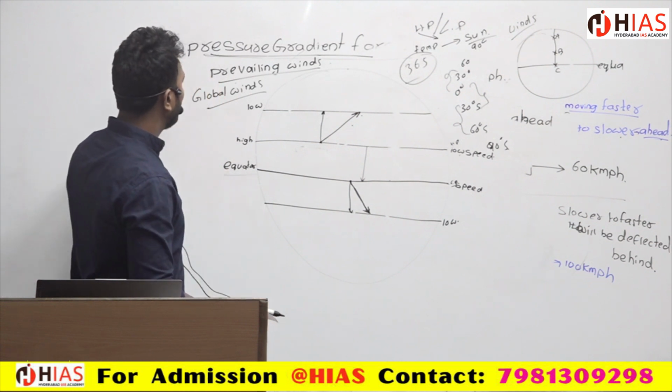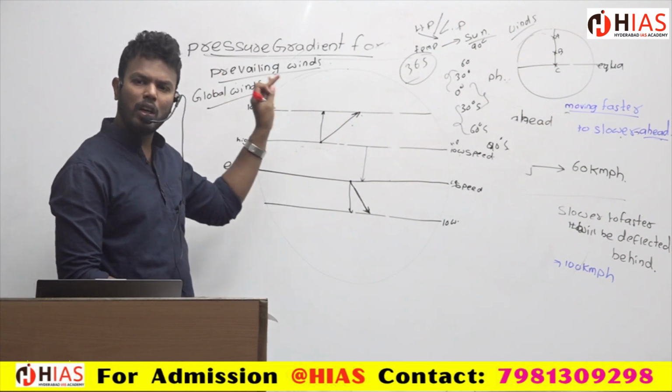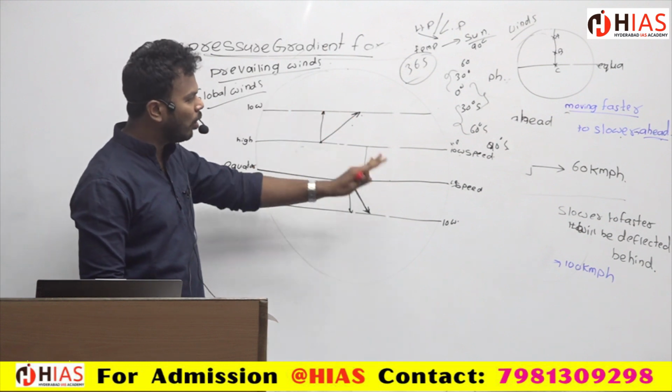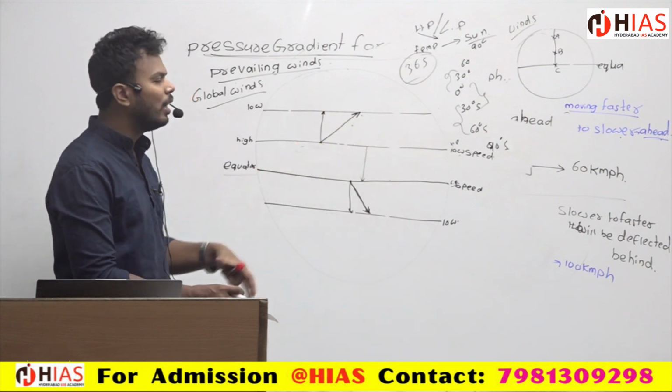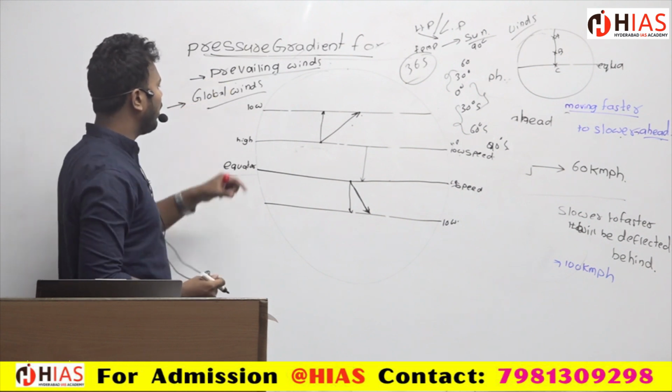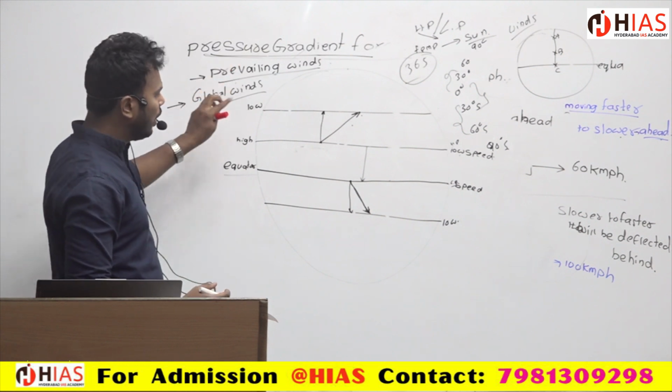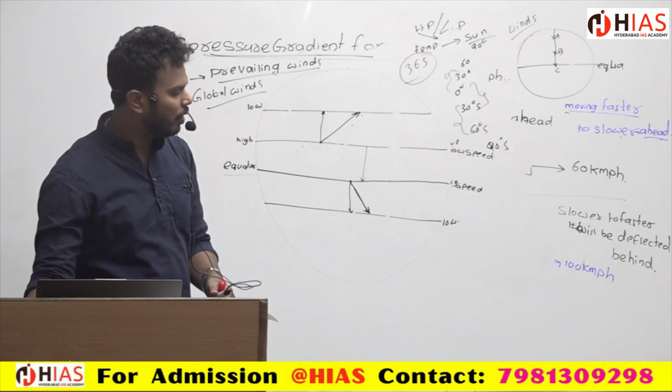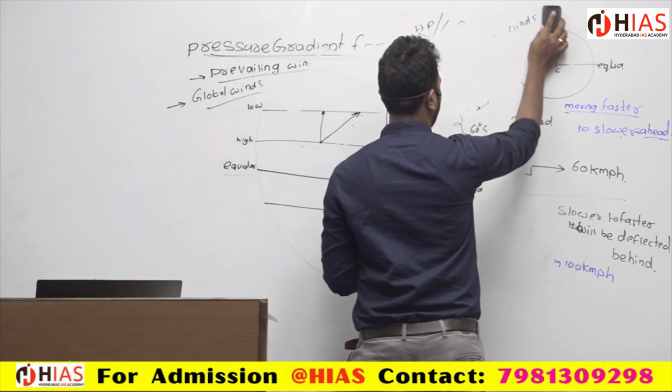So this is the pressure gradient force, Coriolis force, and Ferrel's law, and I told you how to deduce Ferrel's law. The next concept we are discussing is the prevailing winds, or global winds. Now let us go to the prevailing winds, the global winds.